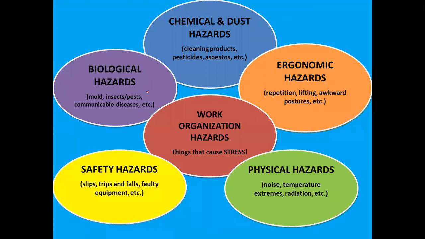Chemical and dust hazards. In your workplace, the first thing is chemical and dust hazards, meaning cleaning products, pesticides, asbestos, chemicals, etc. This all comes under chemical and dust hazards. Next one, ergonomic hazards. Ergonomic means the study of the design of repetition, lifting, awkward postures, etc. Awkward postures means the way we sit. We sit in a chair, and we should sit according to how the chair is designed. If we sit in a stylish or awkward way, this creates a problem for our body.